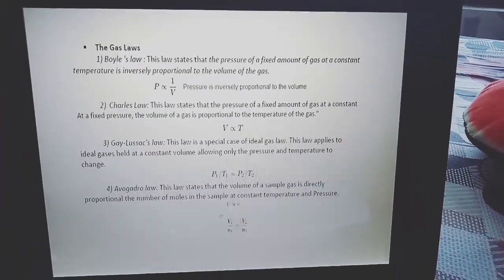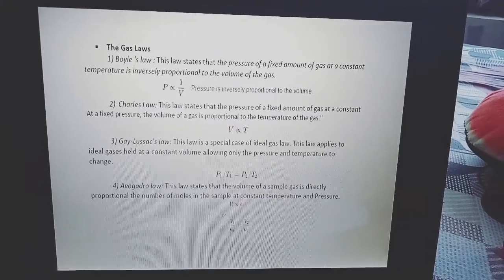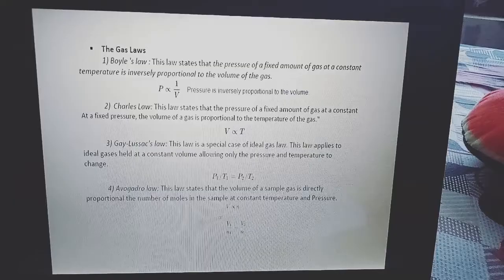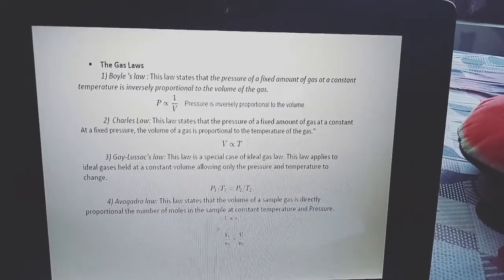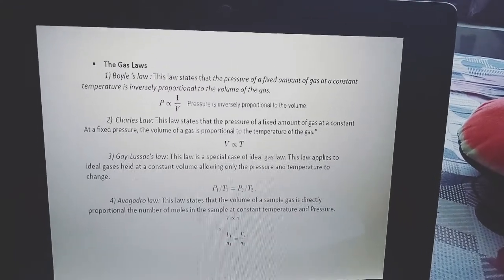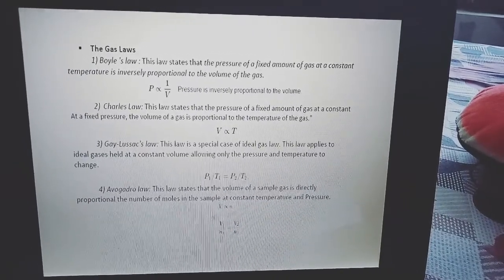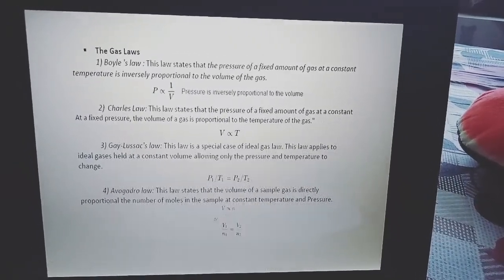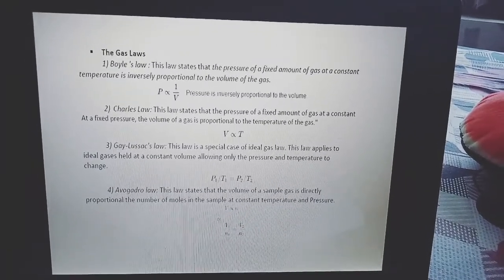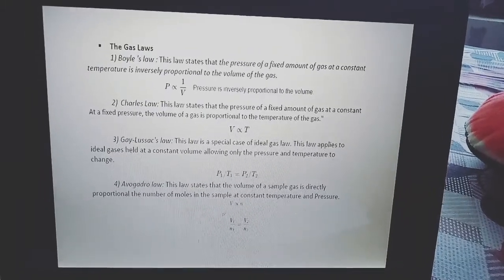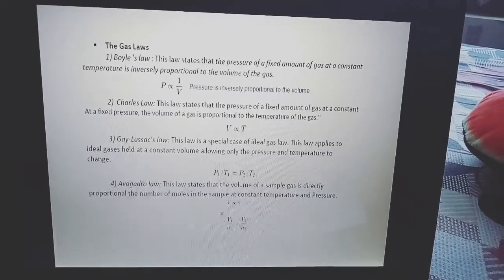Now there are various gas laws. First is Boyle's law. This law states that the pressure of a fixed amount of gas at a constant temperature, that is P, is inversely proportional to the volume of the gas. Means P is inversely proportional to V, that is volume of the gas. Second, Charles' law. This law states that at a fixed pressure, the volume of a fixed amount of gas, that is V, is directly proportional to the temperature of the gas.